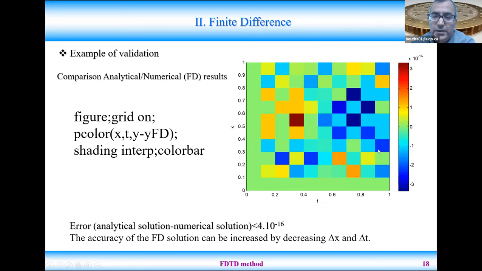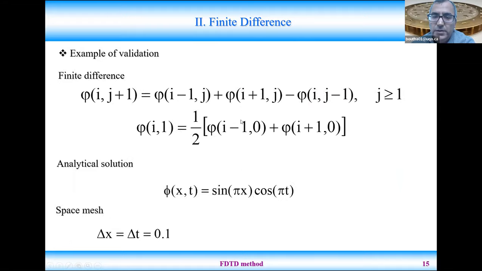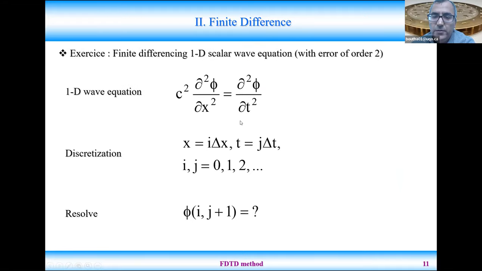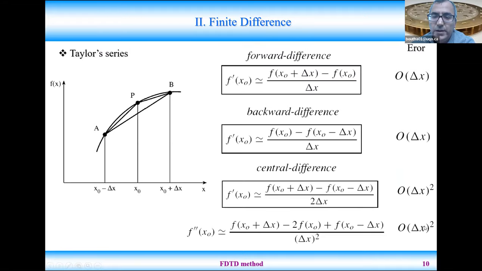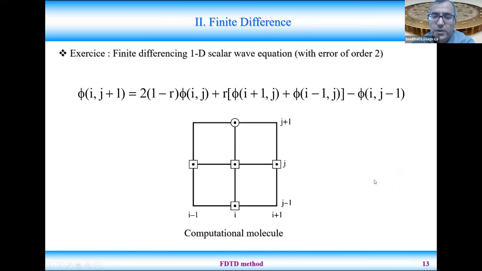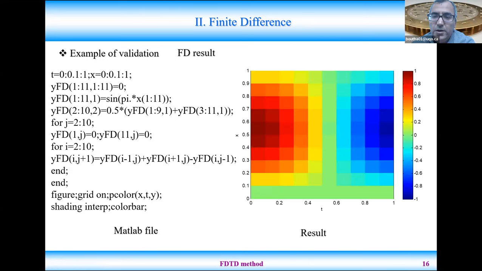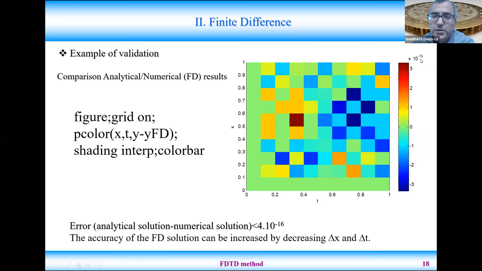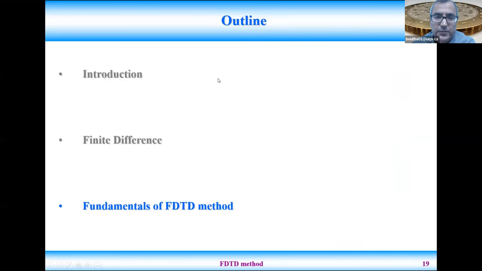If we decrease delta x, we chose for example delta x 0.1, but if we decrease it, we are decreasing the error, because the error is a function of delta x square here. If we decrease delta x, then the error will decrease too. The difference between the two here will decrease. So that's the principle of the finite difference.